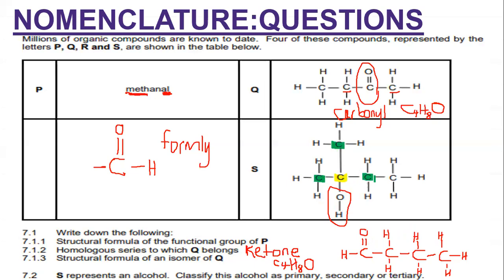Because it's attached to 3 carbons, we're going to call this a tertiary alcohol. So a tertiary alcohol is when a carbon attached to OH is also attached to 3 other carbons. That is how we know that it's a tertiary alcohol. If the carbon attached to OH is attached to 2, it becomes a secondary alcohol. But if a carbon attached to OH is attached to 1 carbon directly, then it becomes your primary. But in our case, this is a tertiary alcohol. So there is our answer. We're going to say this type of alcohol is a tertiary alcohol.